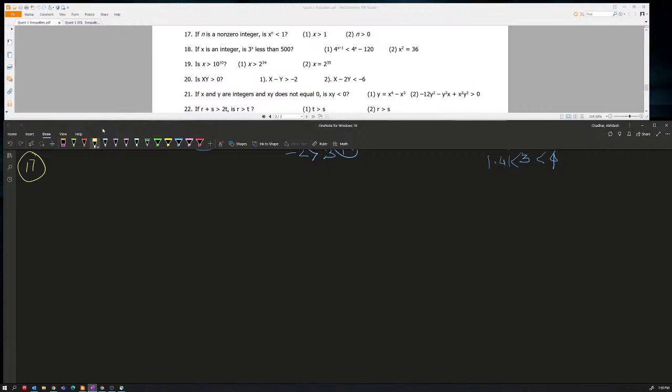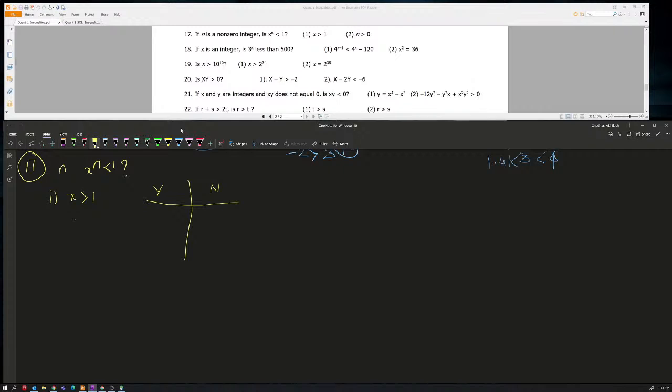Okay. So it says if n is a non-zero integer, then is x power n less than 1? This is the question. So let's take the first condition, which says x is greater than 1. So x takes, I'm taking a value, this has to be less than 1. So when will it be less than 1?